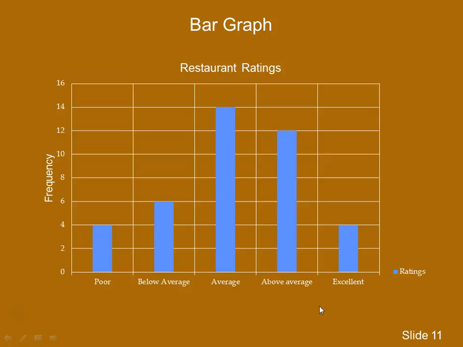Notice that a bar graph gives us a certain visual appeal and a visual look at the data. You can quickly see by the highest bar where the greatest number of ratings were, in this case the average case, the next highest the above average case. So it gives you a quick look at how the data is dispersed over these categories and where the greatest location of data is.